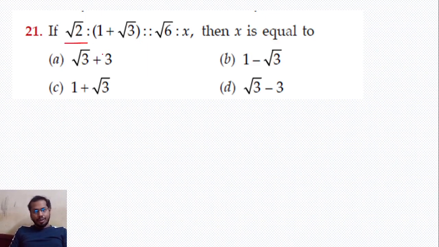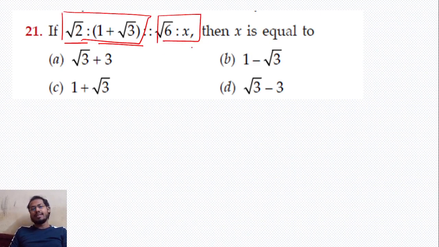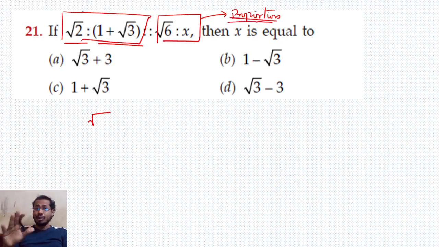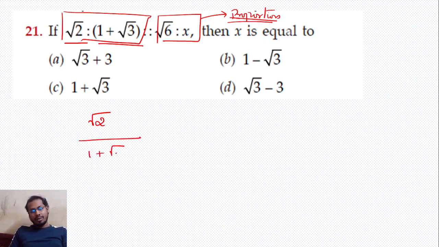So, root 2 is to 1 plus root 3. This is one ratio. And root 6 is to x. This is another ratio. This is called proportion. When we compare two ratios or three ratios, that is called proportion. So root 2 over 1 plus root 3 is equal to root 6 over x.